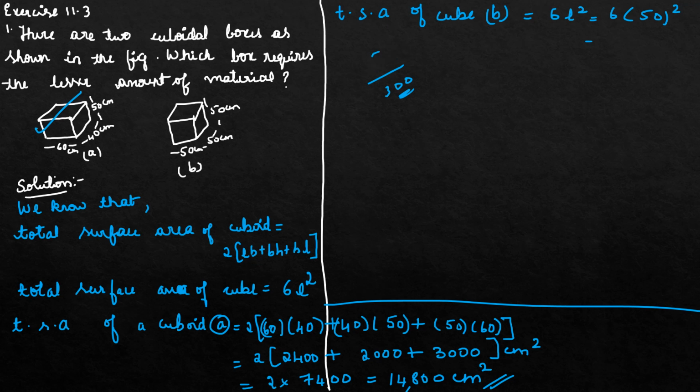Sorry, 50 square it is given. 50 square means 50 into 50. 5 5s are 25, 0 0. Now this into 6. 6 0s are 0, 6 0s are 0, 6 5s are 30, 6 2s are 12, 13, 14, 15. 15,000. So the answer is 15,000 centimeter square, which is the area.